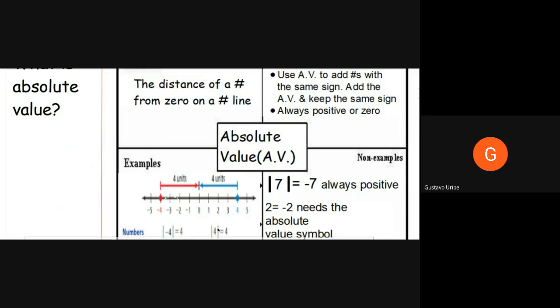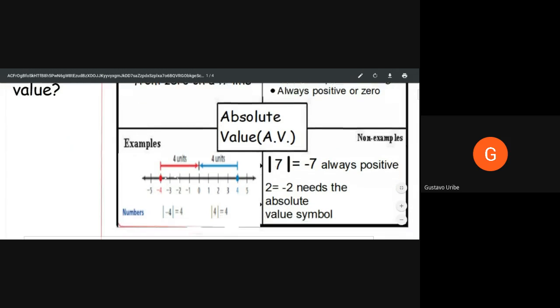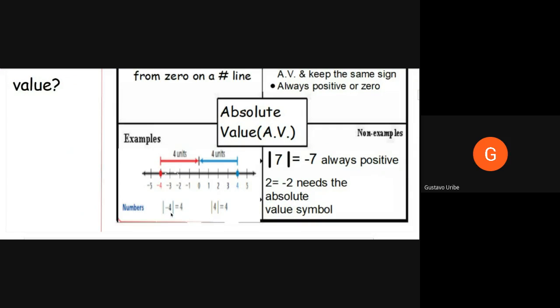Same with the positive 4. A positive 4 is right here on my number line. I'm going to see how far away it is from 0: 1, 2, 3, and 4. So the answer is 4. Essentially, you could say that the absolute value always turns a number positive, or if it's already positive, it just stays positive.